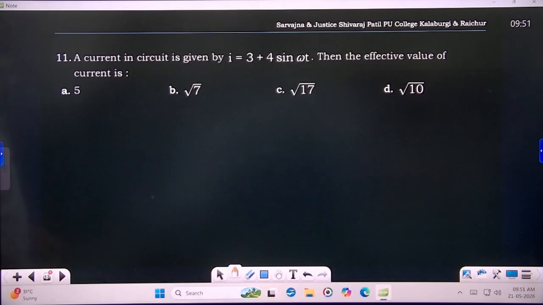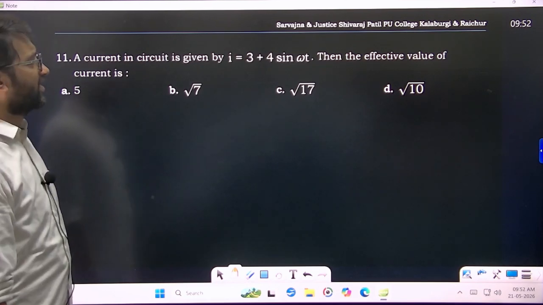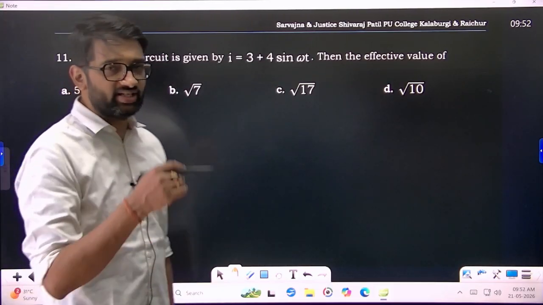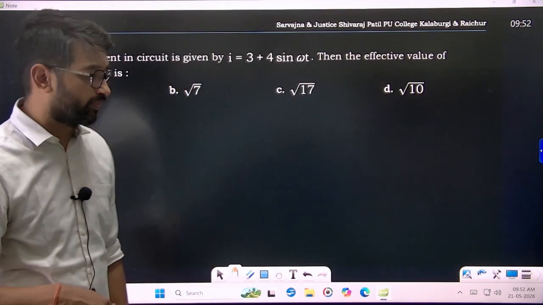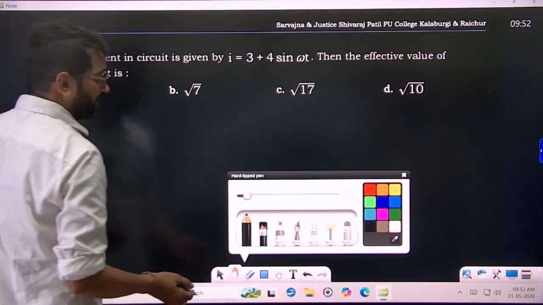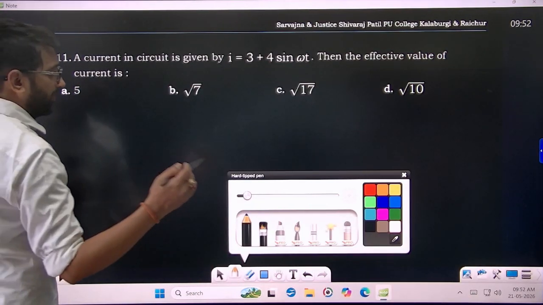Next, 11th one. A current in the circuit is given by I equals 3 plus 4 sin omega t. Then the effective value of the current is, effective value in the sense RMS value. Now there are two methods to solve this. One is the conventional method, you go according to the formula. Second one is the direct formula. I will tell you both, but the first one I am not going to solve, I am just telling you how to approach it.